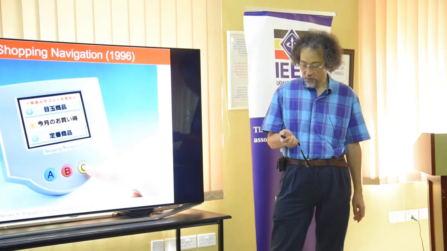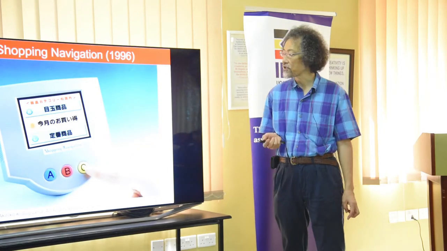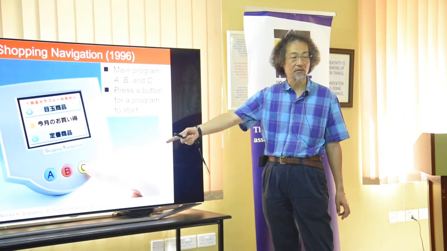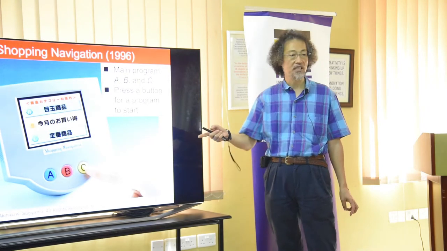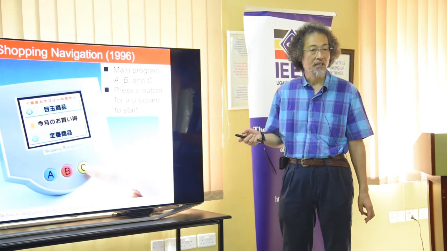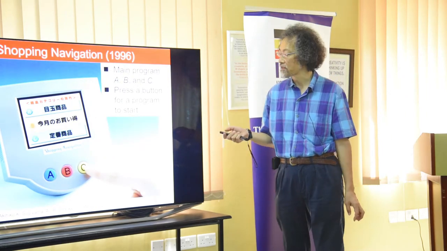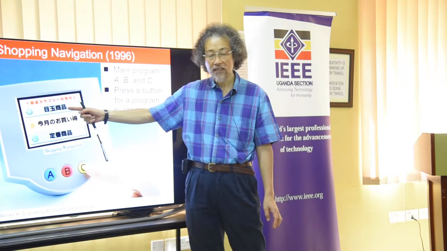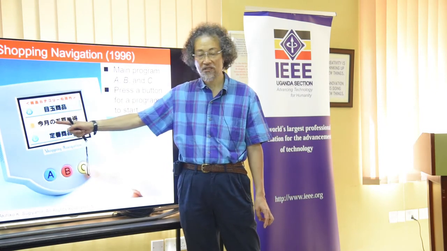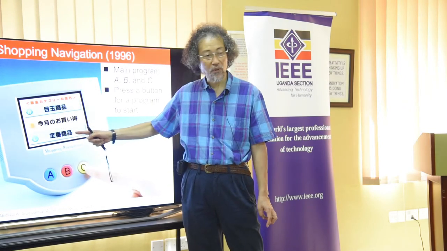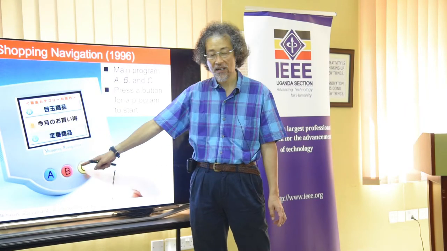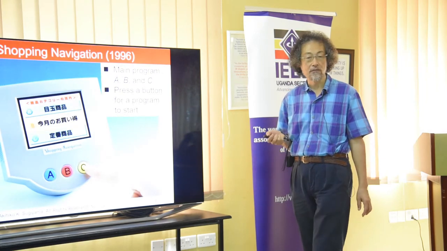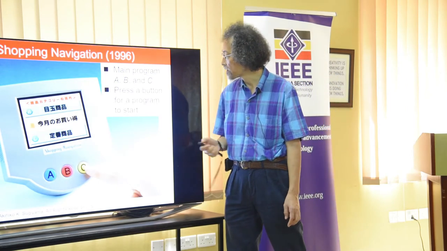Now, this was yet another prototype for another application called shopping navigation. What you can do here is to push one of these three buttons named A, B, and C, and then when you press one of these buttons, there will be a program reproduced according to the button you have pressed. So you may put three different contents in it, the recommended product today, the cheapest one this month, and the most popular one, for example. And then when you press one of them, each content comes up on the screen, and related information is reproduced.